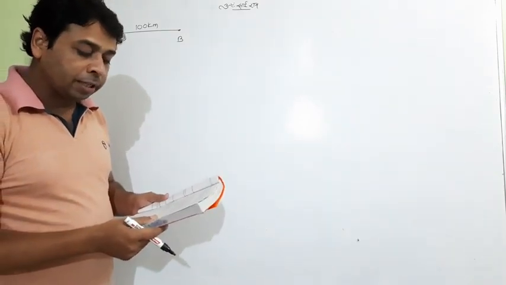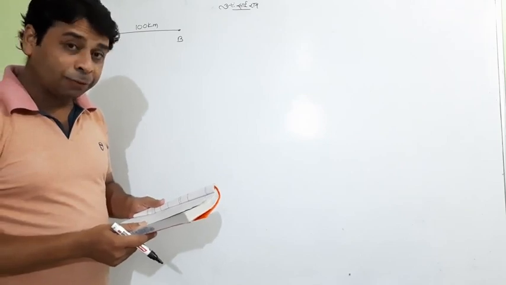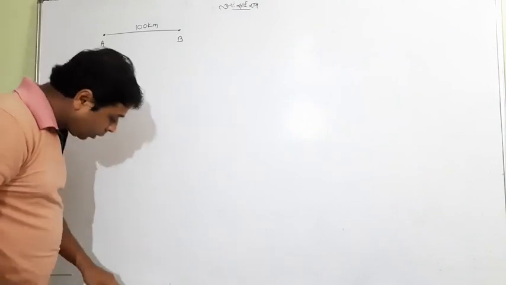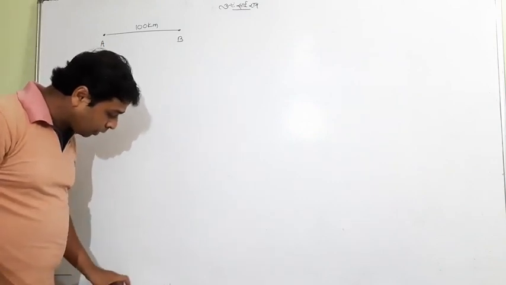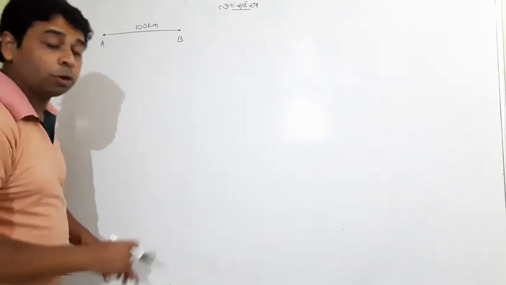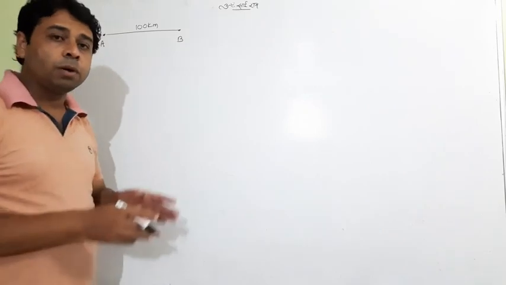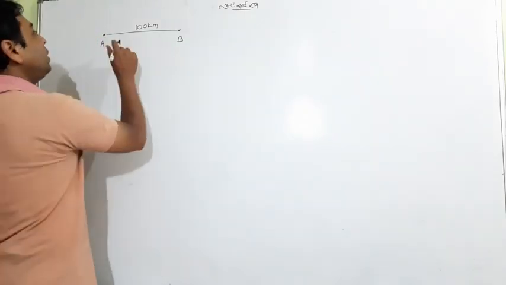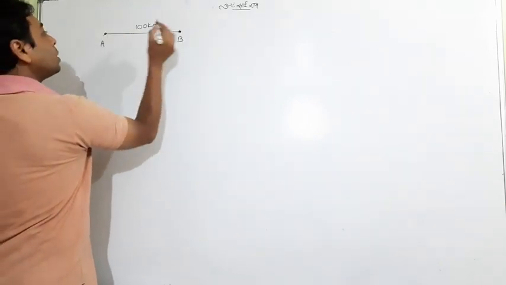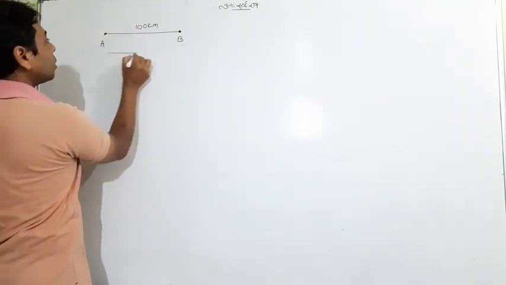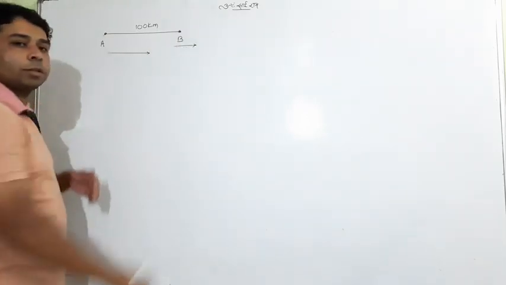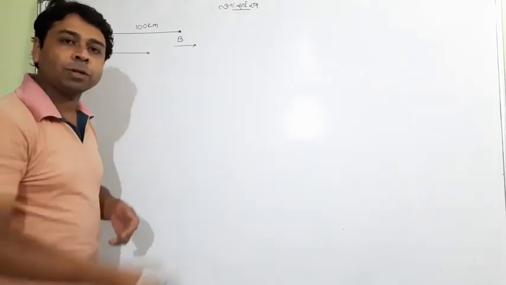If the cars travel in the same direction at different speeds, they meet in 5 hours. The question says if the cars travel in the same direction, they meet in 5 hours. Look at the language. When they travel in the same direction, what does it mean? It means suppose this car is running in this direction and this other car is also running in this direction. Same direction. They meet after 5 hours.